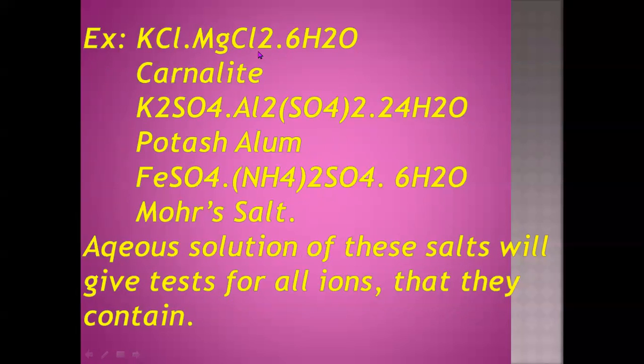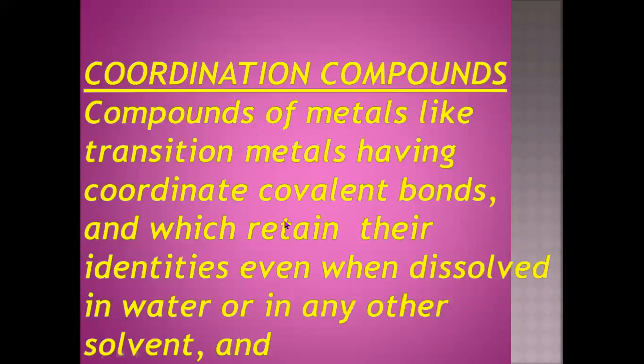So here chloride is common, that is, the anion is common, but the cations are different. Here also the same case. In the third case also we have a common anion, and the cations are different, that is, ammonium and ferrous. So their aqueous solution contains 2 cations and 1 anion. In all these 3 examples, we have 2 cations and 1 anion in their aqueous solution.